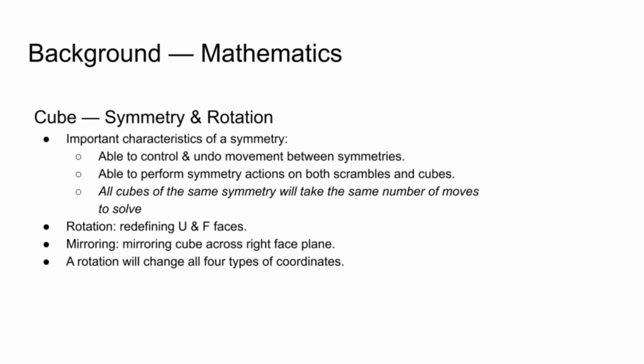A symmetry is identifying mathematical similarity between two different cubes. For our purposes, there are three rules that symmetry must follow. We must be able to control and undo movement between symmetries. A symmetry must be able to be applied to both a cube and a scramble. And finally, and most important for our cause, all cubes within the same symmetry group must take the same amount of moves to solve. The type of symmetry implemented in cubic optimal is rotational and mirroring symmetry.